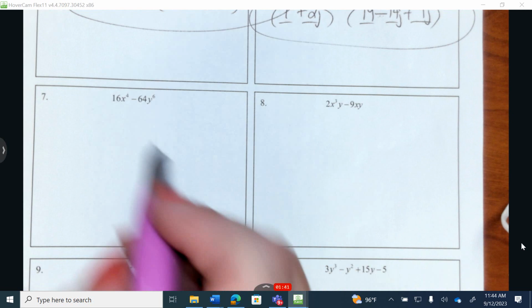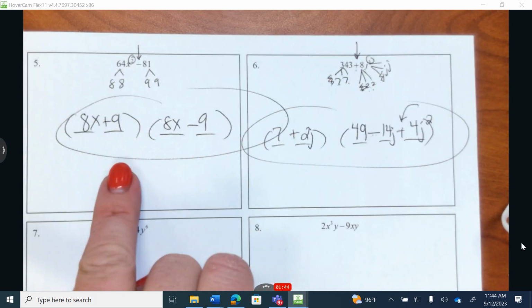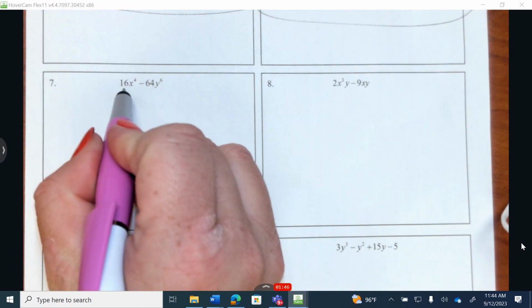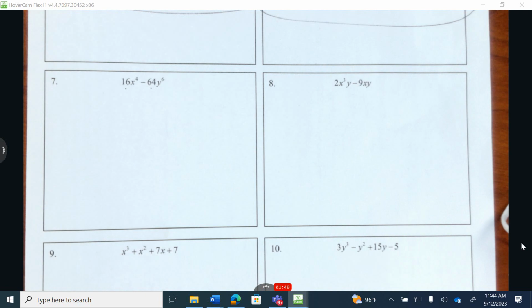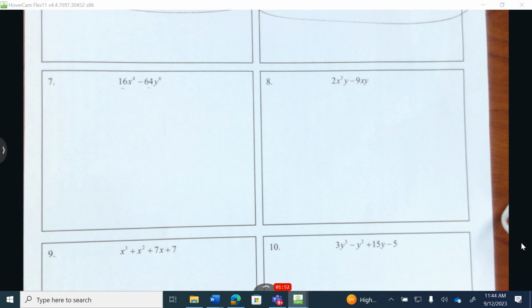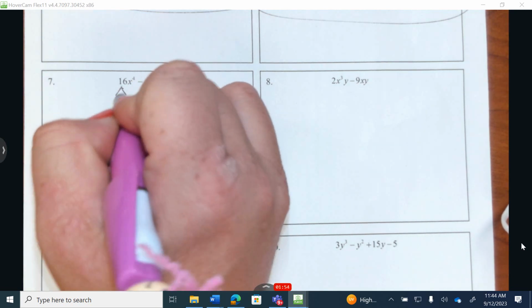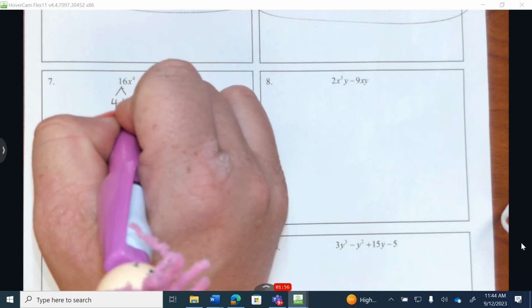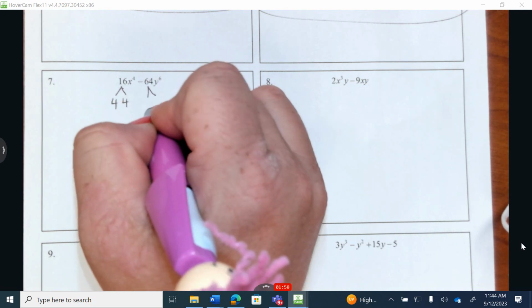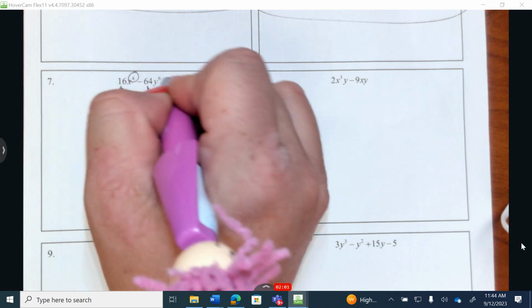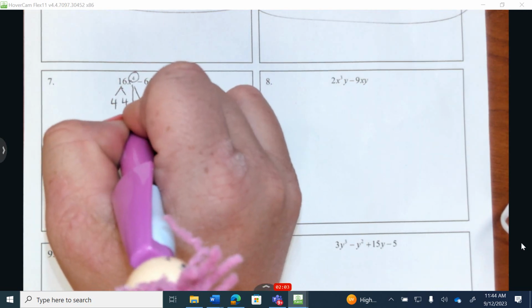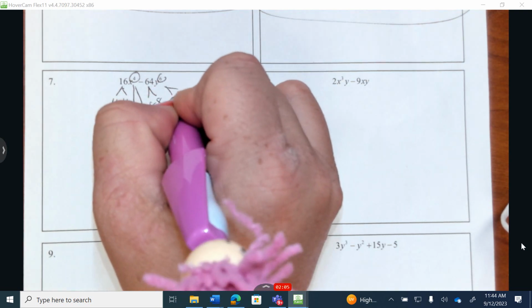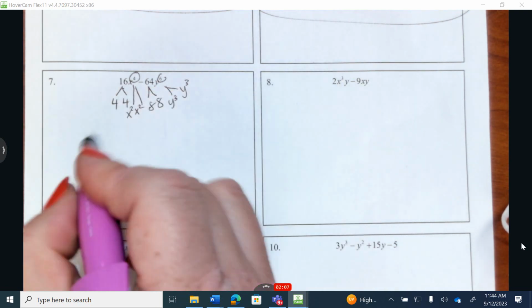Moving on to number 7. Again, much like number 5, recognize that 16 and 64 are both perfect squares. Some of you may realize that we are able to actually factor out a 16. But if you don't have that number sense, what can we do? Well, 16 is created by 4 times 4, and 64 is 8 times 8. Both of these exponents are divisible by 2, giving us x squared and y to the third when we divide that exponent by 2.